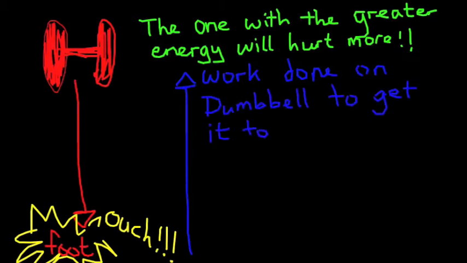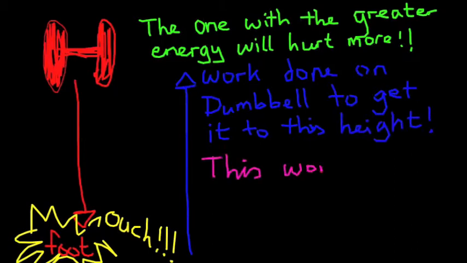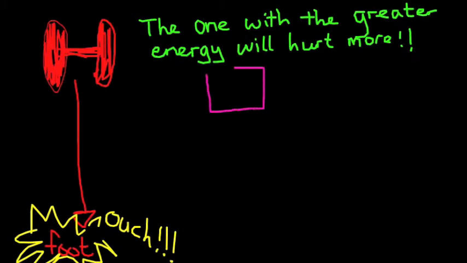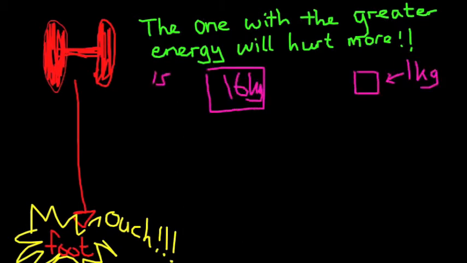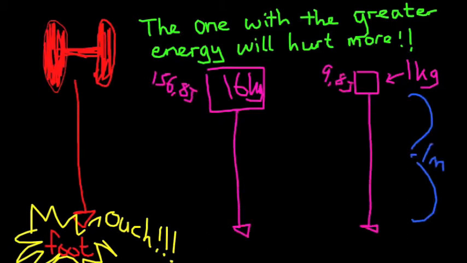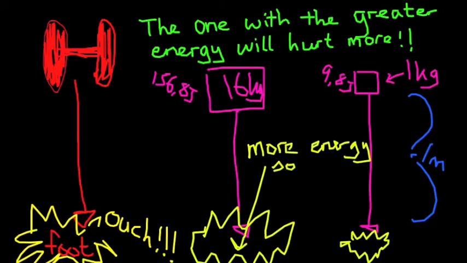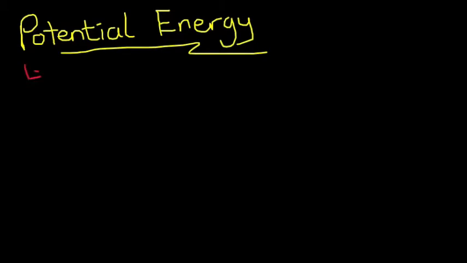You initially did work on the dumbbells and lifted them to a height of 1 meter. This work was measured in joules, and therefore you gave a certain amount of energy to the dumbbells. The heavier dumbbell took more work to lift to that height, and therefore it gained more energy in the transition. When you drop them and they hit your feet, then the one with the greater energy hurts a whole lot more, and that was the 16 kilogram dumbbell. We therefore define the following quantity: potential energy.